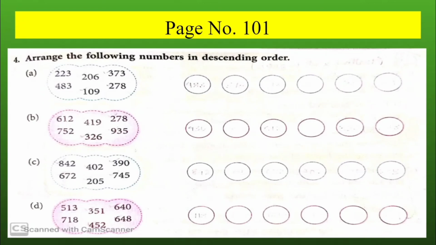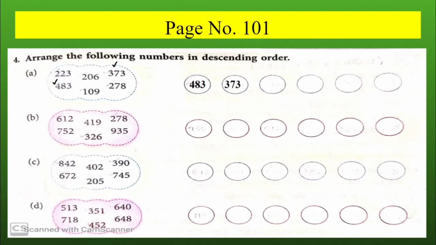So which among these numbers is the greatest number or the largest number? Which is the largest number among these numbers? Yes, 483 is the largest or the greatest number. So first we will write 483, and we will start arranging the numbers in the descending order. Now we are left with 5 numbers. Now which among these 5 is the greatest number? Yes, 373 is the greatest number. So now we will write the number 373 after 483.